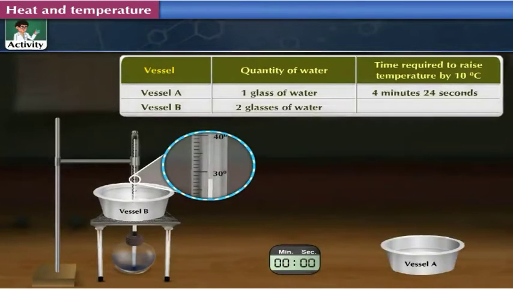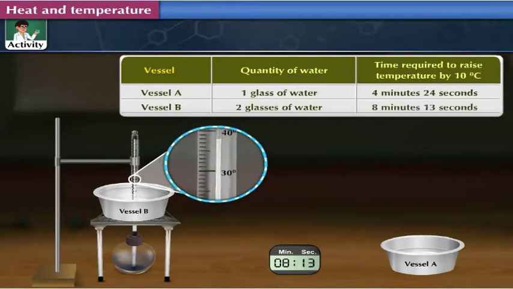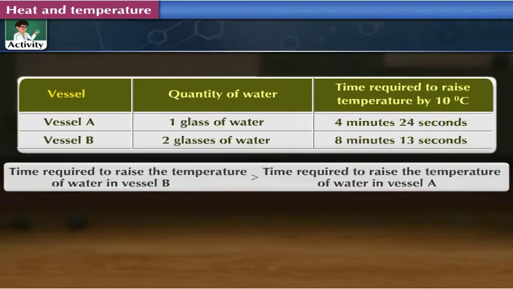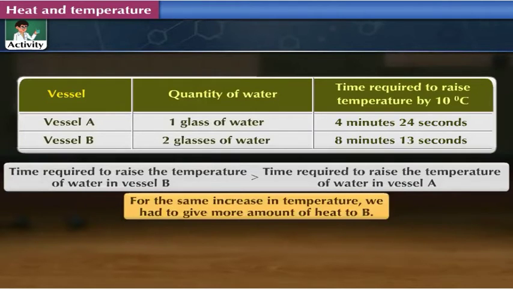Now let us heat the water in vessel B and start the stopwatch. Let us now note down the time taken to attain temperature of 38 degrees Celsius. Let us now compare the readings. We observe that more time was required to raise the temperature of water in vessel B. This means that for the same increase in temperature, we had to give more amount of heat to B.